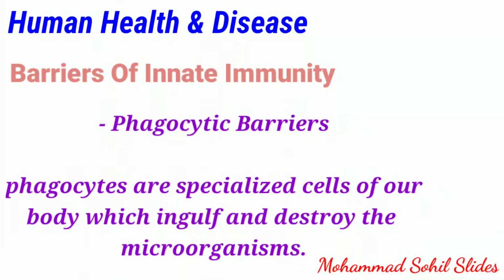Then third barrier, that is phagocytic barrier. Phagocytes are specialized cells of our body which engulf and destroy the microorganism. Thus they protect our body during infection. The number of leukocytes increases greatly. The most important phagocytes are macrophages, neutrophils and monocytes.